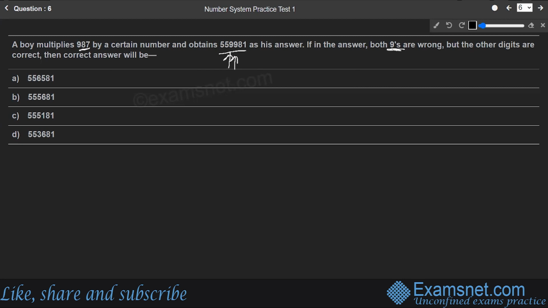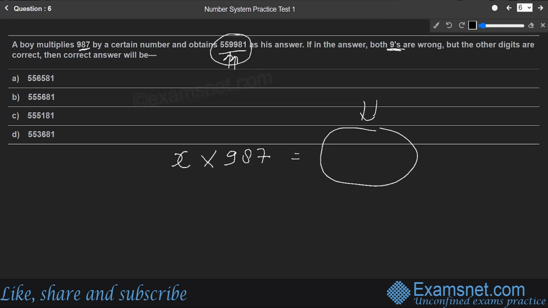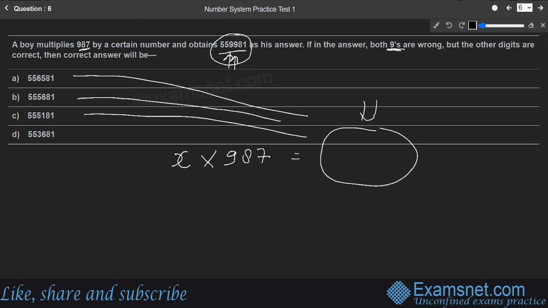So ultimately there is a number, let's say that number is x, that has to get multiplied by 987 and should give a result. In this result two nines are wrong, so let us not focus on this number, let us focus on the options. Out of all these options, a, b, c or d, any of the options should be right and that should give the answer here. So how are we supposed to do it?